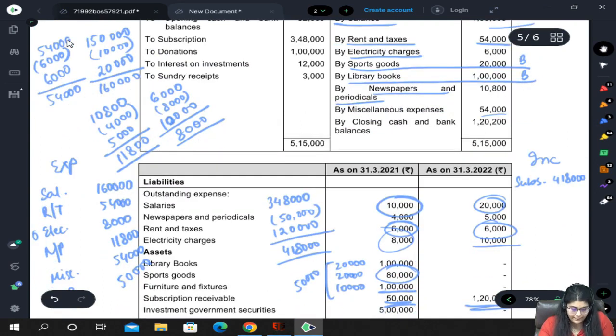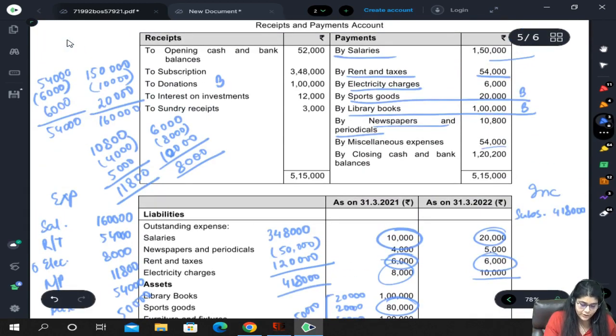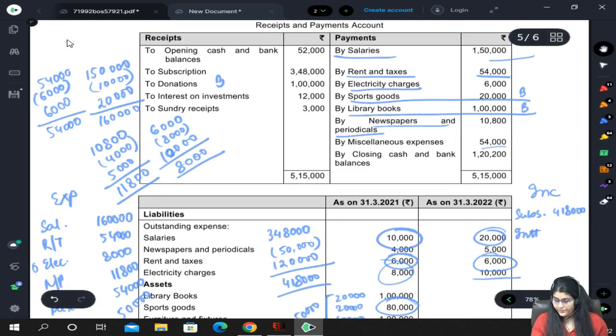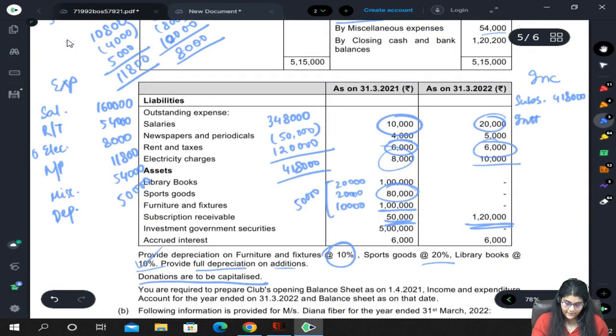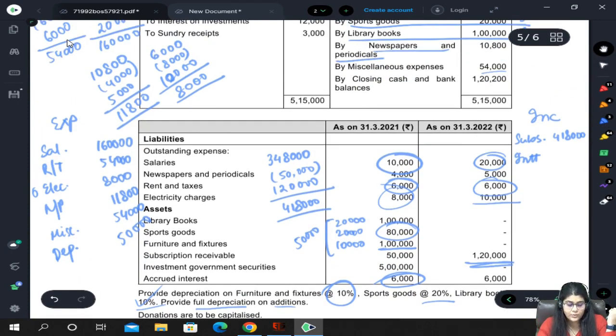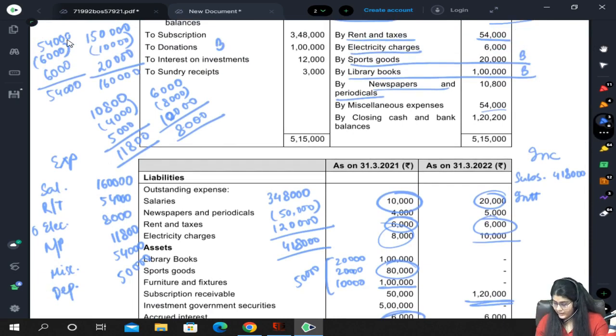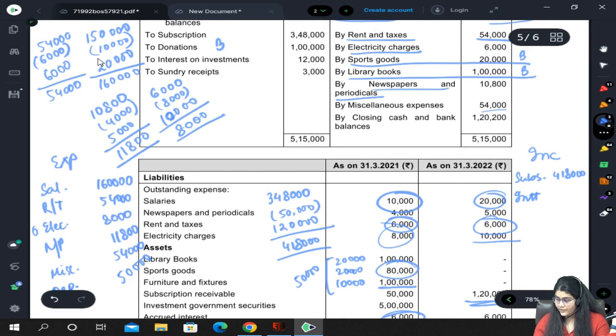Donations, we have to capitalize. So donations will go to the balance sheet directly. Let's just write balance sheet over here. Interest on investments is 12,000. We had some interest accrued also of 6,000 at the beginning of the year. So 6,000 was accrued interest and we received 12,000, which means that interest for this year is just 6,000.